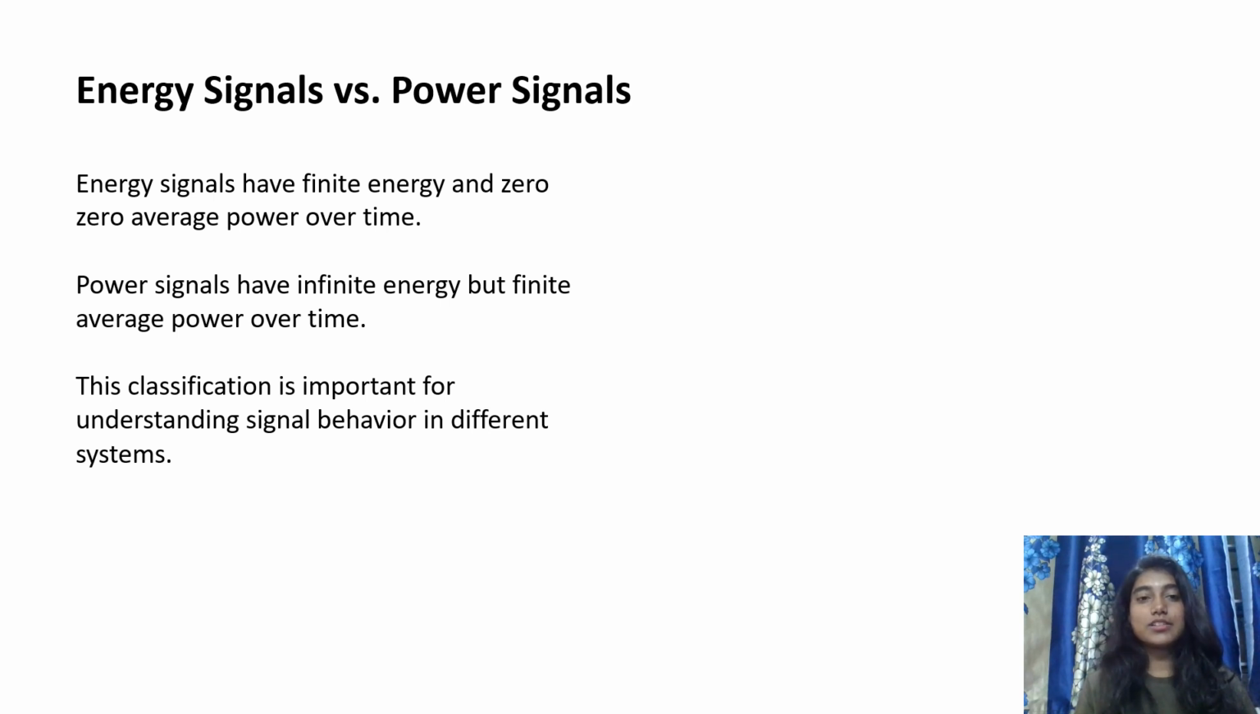Now we have energy signals and power signals. Energy signals have finite energy and zero average power over time. Power signals have infinite energy but finite average power over time. This classification is important for understanding signal behavior in different systems.